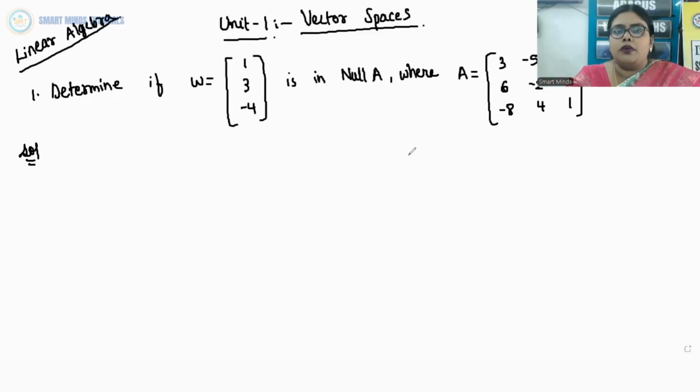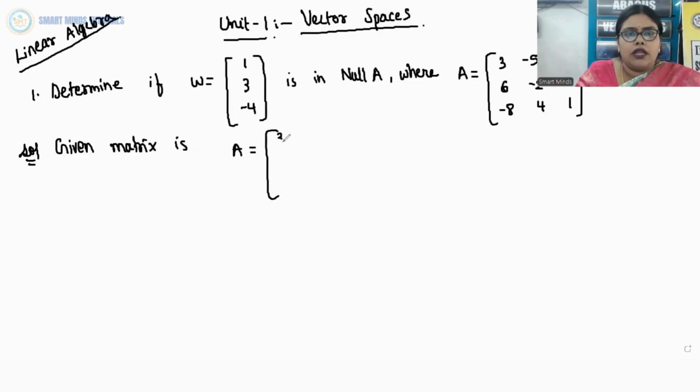So let us cover Unit 1 vector spaces. And the first question is determine if W = (1, 3, -4) is in Null A, where A = [3, -5, -3; 6, -2, 0; -8, 4, 1]. So first we have to write what is the given matrix. A is equal to 3, -5, -3, 6, -2, 0, -8, 4, 1.